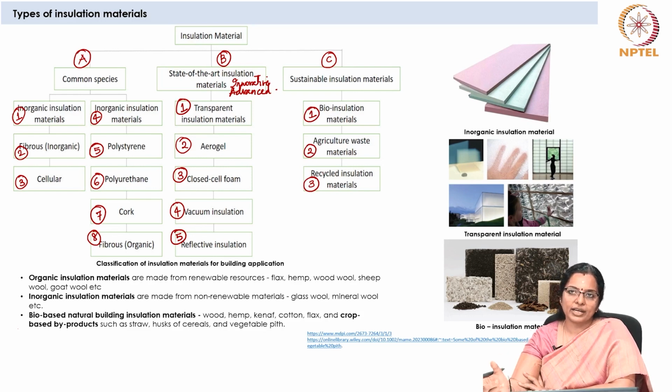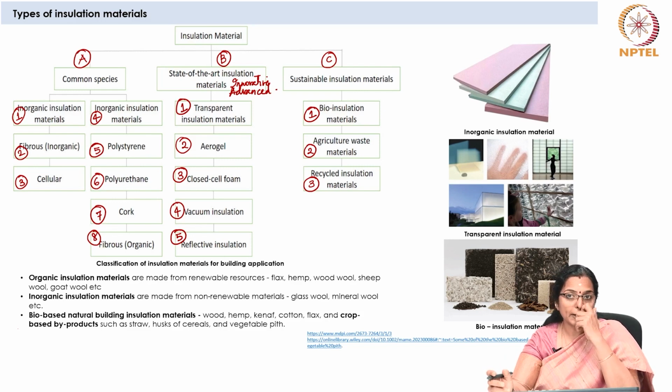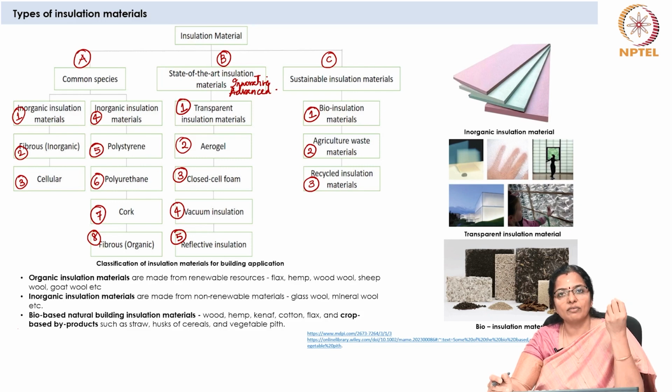Materials from organic insulation include wood wool or flax or sheep wool, hemp, goat wool and other renewable resources. Whereas non-renewable materials could be glass wool, mineral wool and these are called inorganic insulating materials. Natural building materials are made from biomass including wood, hemp, cotton, flax, agricultural residues, straw, husk, rice husk, cereal husk or vegetable pith.